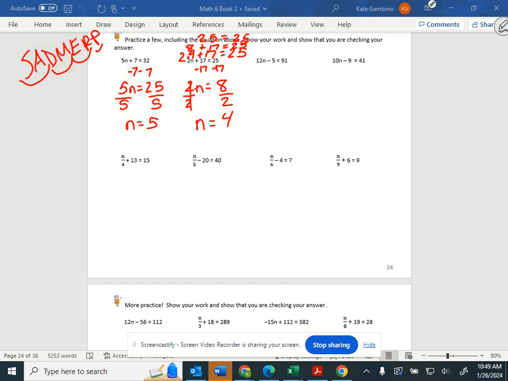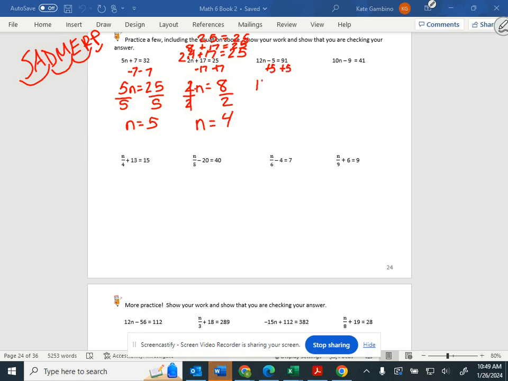Let's look at our next one. 12n minus 5 equals 91. What's my first step? Come on up. Yep. You have to add, change the subtraction into addition. So what am I going to add to both sides? I was subtracting 5, so I need to add 5. Very good. Add 5 to both sides.